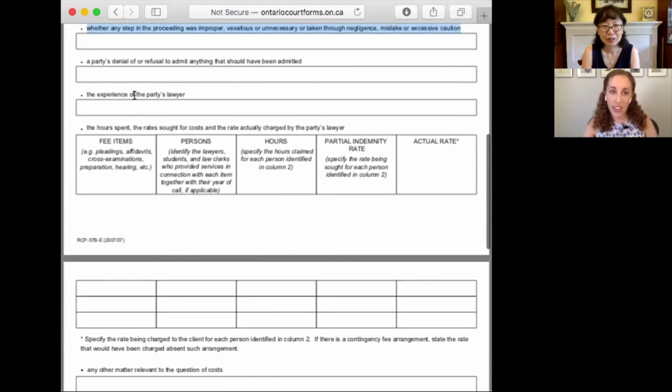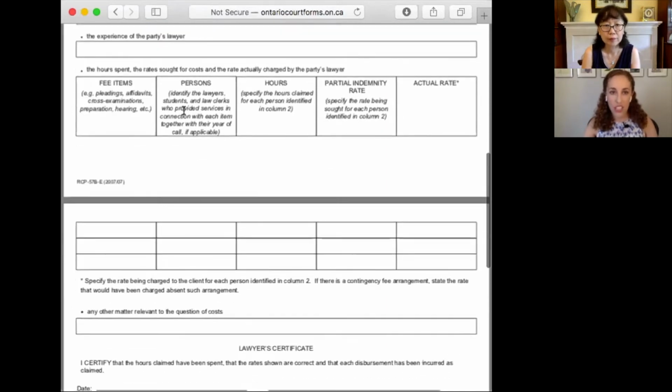And then here, the experience of the parties' lawyers. Again, you would put the name of the lawyer and any law clerk or paralegal that worked on the file and their year of call. So if you're called in 2013, called in 1994, that's something the court looks at, because generally, the longer you've been practicing, the more you are charging as a lawyer. So here, again, you're going to copy this chart. You're not going to change it at all.